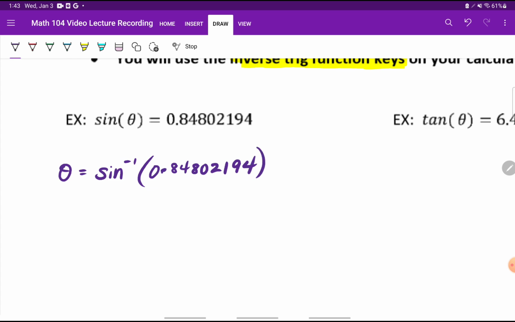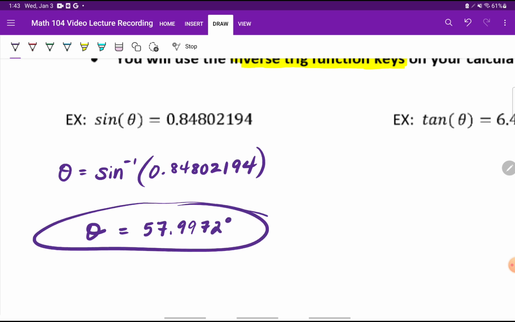All right, so we're just popping that into our calculator and it's going to spit us out an answer somewhere between 0 and 90 degrees. We're again rounding to the nearest 10,000th. We get theta to be equal to 57.9972, and our unit is degrees, because our calculator is still in degree mode, so the angle it's spitting out is a degree measure.